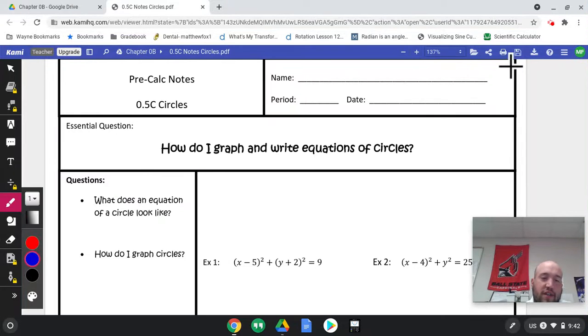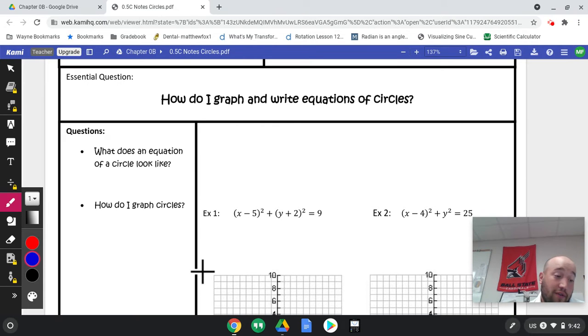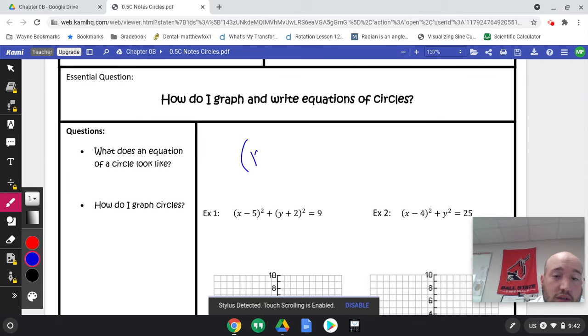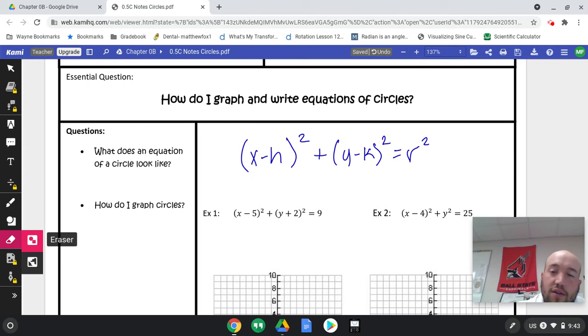Today we're going to be talking about circles a little bit. So to start off, let's talk about what the equation of a circle will look like. You may have seen this before. You should have at some point, but I'm sure some of you have forgotten. Our formula is just (x minus h) squared plus (y minus k) squared equals r squared. Oops, that's a very bad R. Let me fix that.